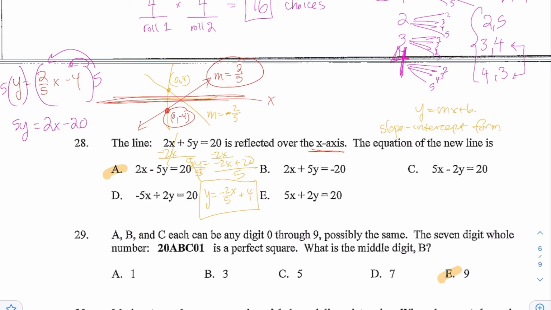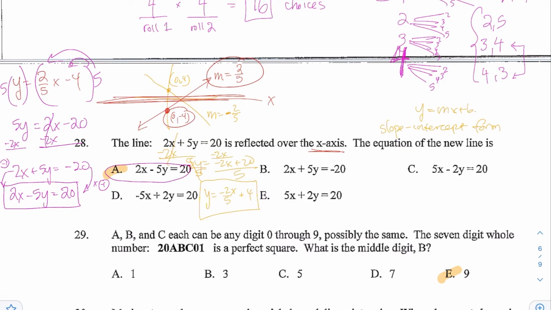And from here, you can subtract 2x from both sides. You get negative 2x plus 5y is equal to negative 20. And you want the x coefficient to be positive because I don't see this as one of the choices here. So you multiply both sides by negative 1, which will give you 2x minus 5y is equal to positive 20. You multiply by negative 1 on both sides, and the signs flip. And that we see as choice A. So when you reflect over the x-axis, you negate the slope, and then you also have to negate the y-intercept.